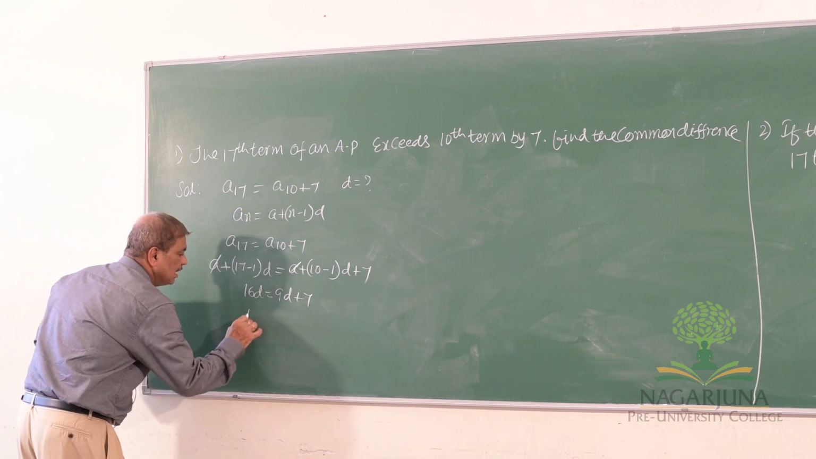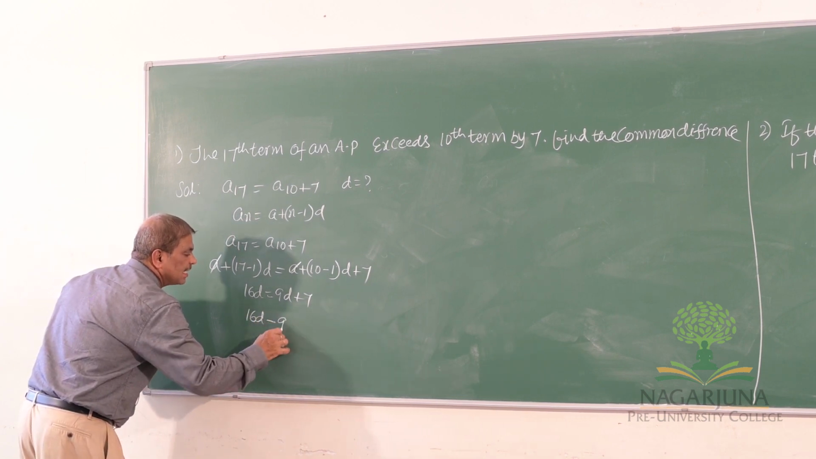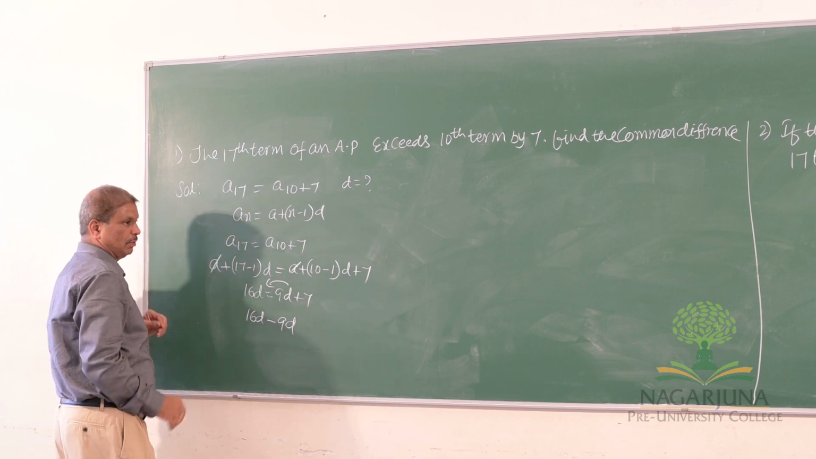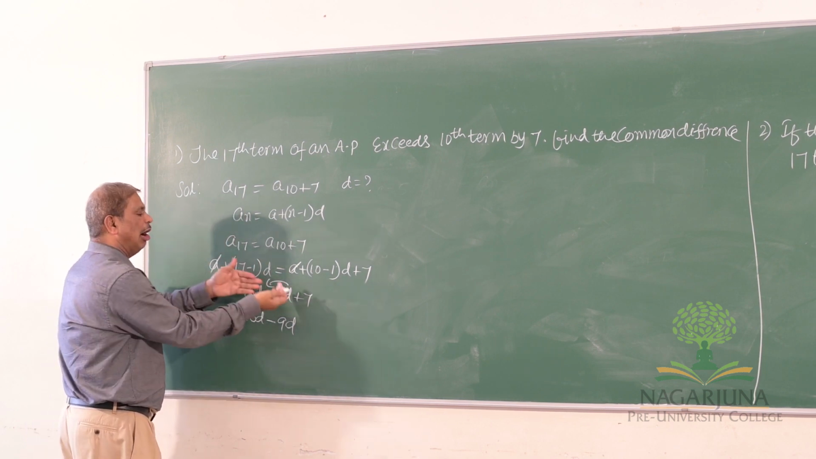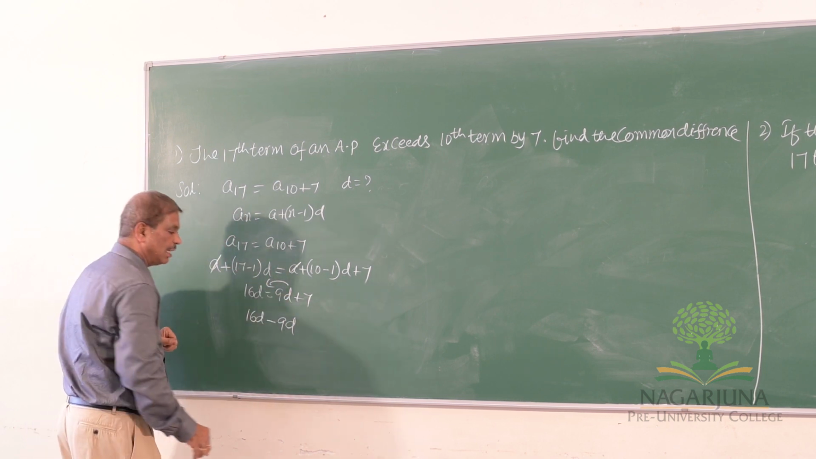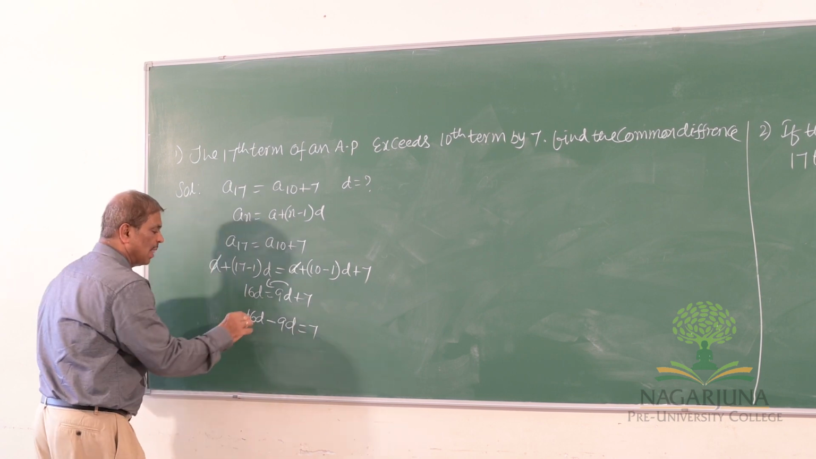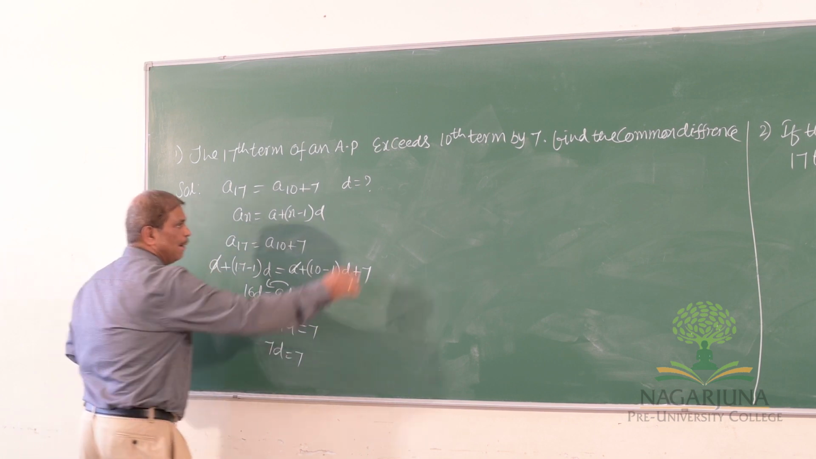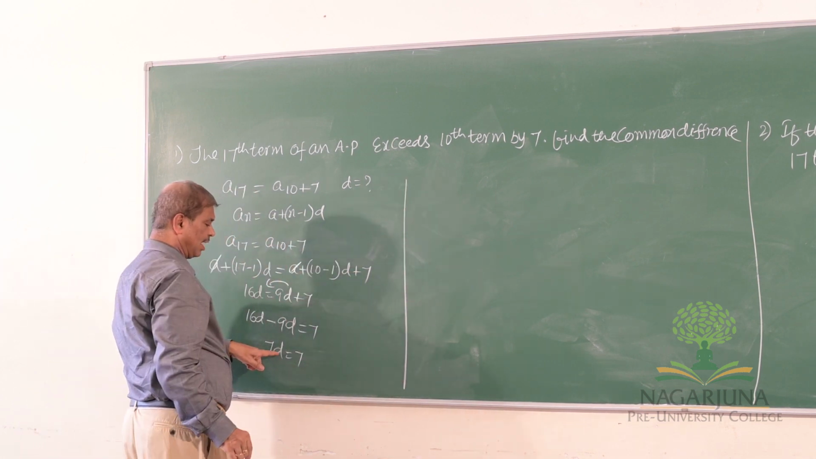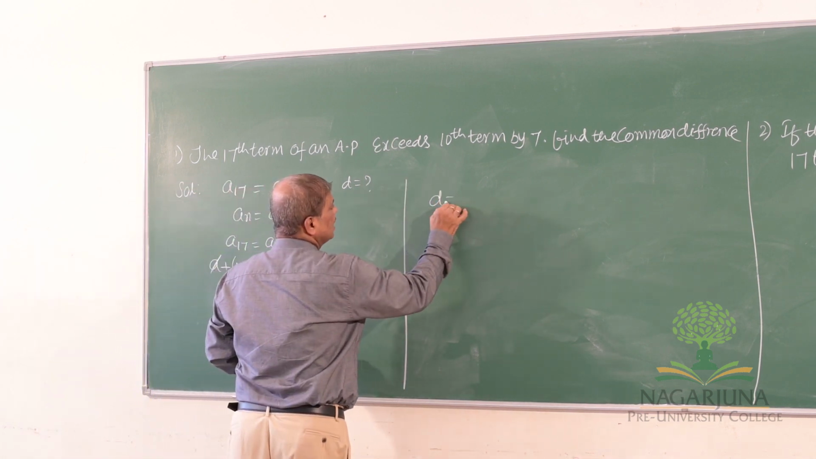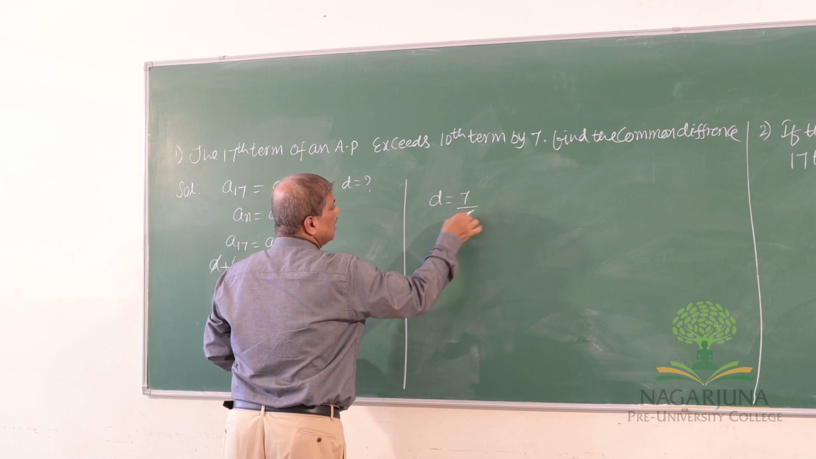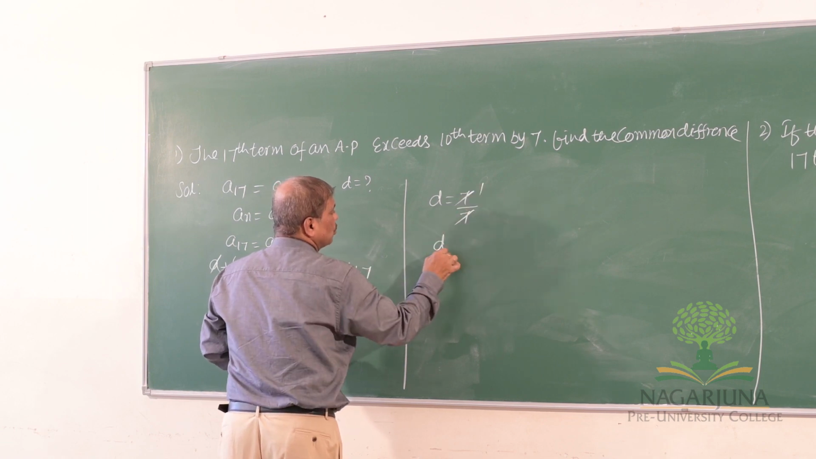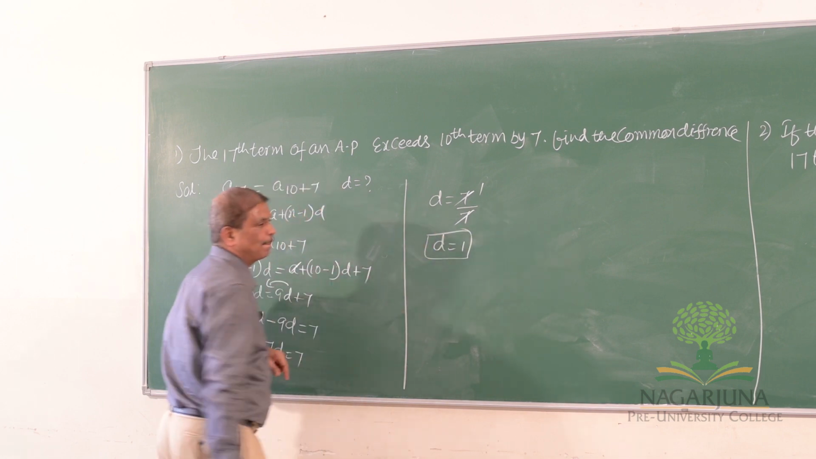Rearrange the terms. 16d minus 9d. Now transpose 9d towards the left side: 16d minus 9d is equal to 7. 16d minus 9d is 7d, equal to 7. Then after that, now find out the value of d. So d is equal to 7 divided by 7. Cancel. So the value of d is 1.